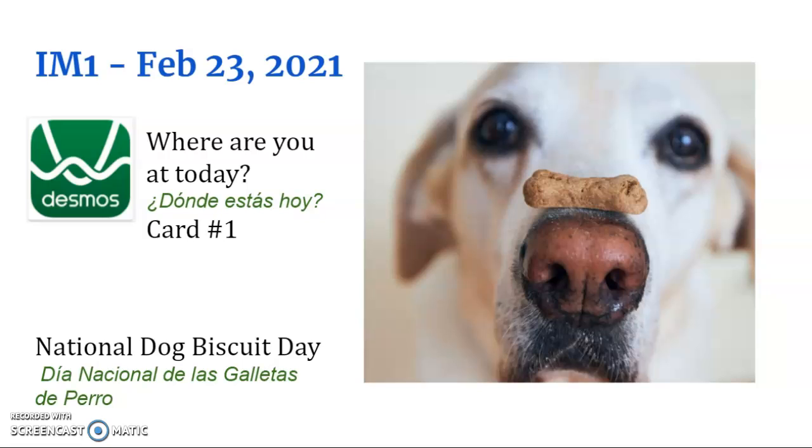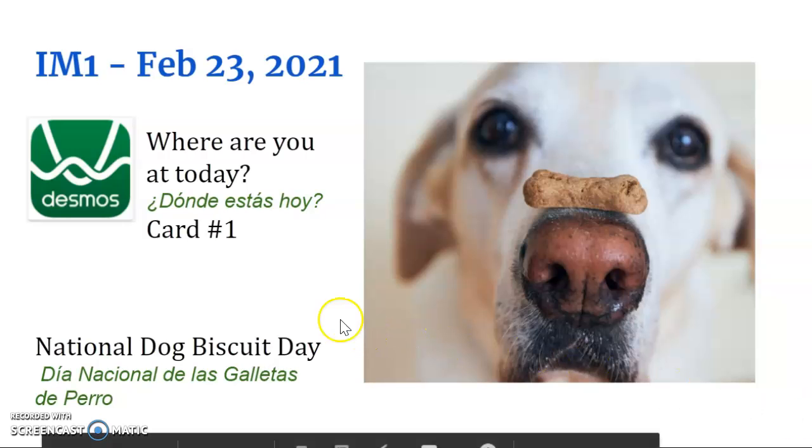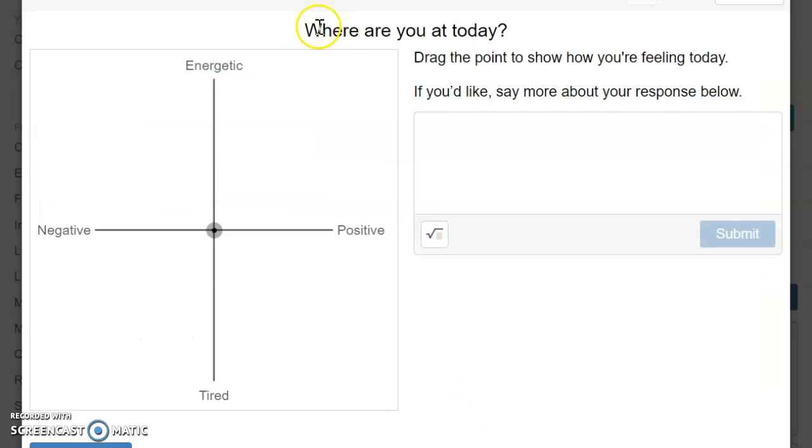I'm just having a quick check-in as to how you are doing today. So please start with card number 1 of the Desmos activity, which asks you, where are you at today? How are you feeling today? Are you feeling energetic or tired? So this dot can go up and down depending on how energetic you're feeling.